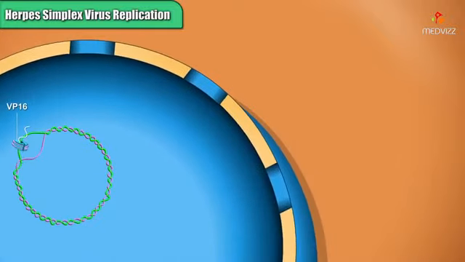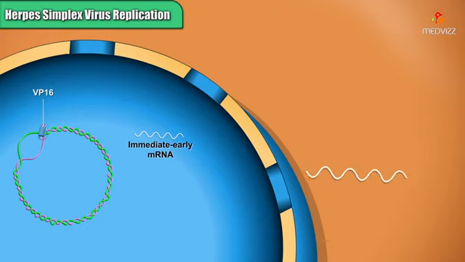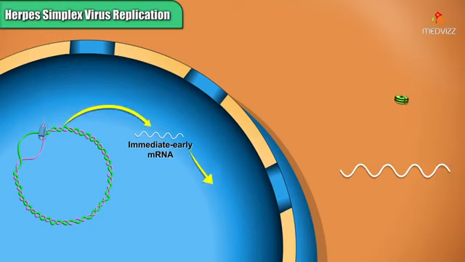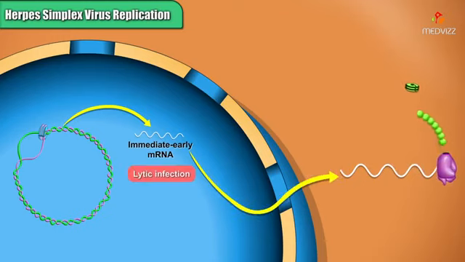VP16 works in concert with host factors to activate a set of viral genes called immediate early genes. These immediate early mRNAs leave the nucleus for the cytoplasm, where ribosomes translate them into proteins. In expressing these immediate early genes, the virus has entered a pathway called a lytic infection, in which a cascade of events culminates in the production of new virions.